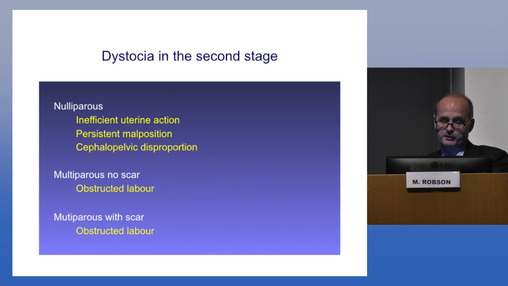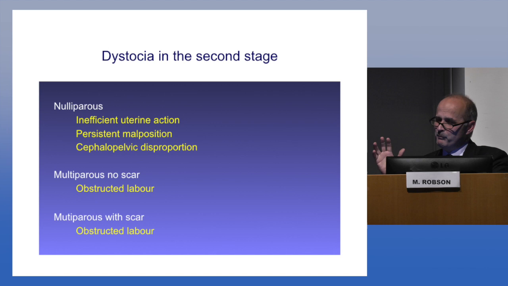Multiparous women with no scar that get to fully and it doesn't come down, that is an obstructed labor. That is dangerous. It should be very, very rare. And we would never, ever put up oxytocin in a multiparous woman at fully. Now, that will be completely different to a lot of other people, but remember, we've got an efficient first stage. We have taken that completely out of the equation. Other people have to struggle when it gets slowly up to fully: is this inefficient uterine action in a multip, or is it an obstructed labor?